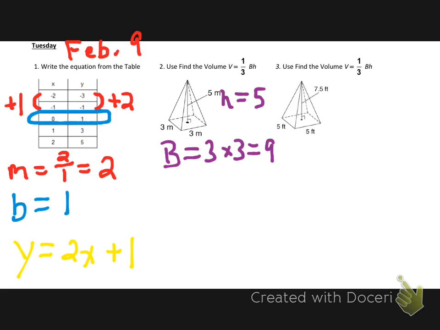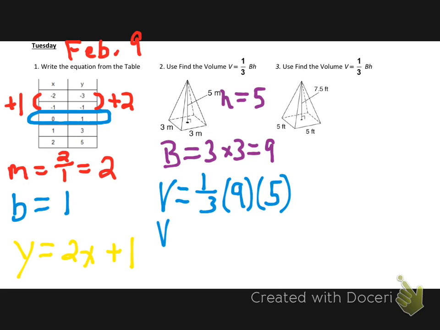So now we have everything we need to find the volume. The volume is going to be 1/3 the area of the base, which is 9, times the height, which is 5. When we solve that, that's going to be 15 meters cubed.